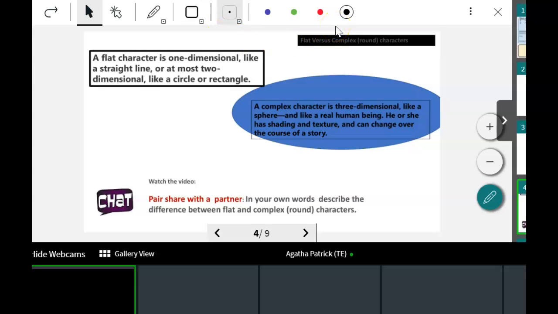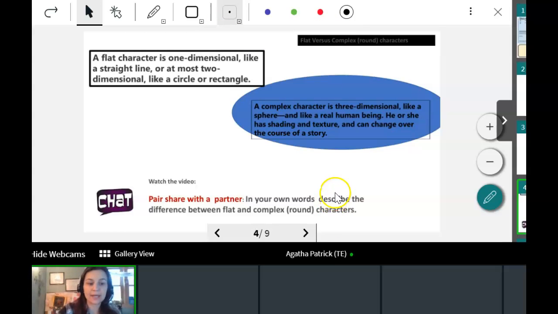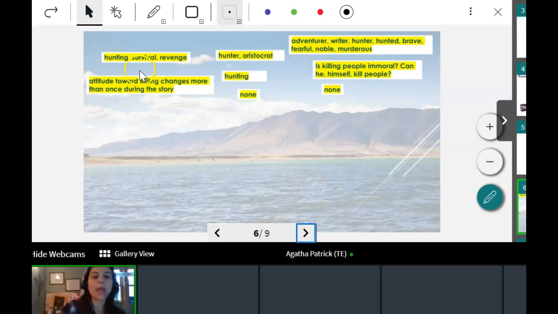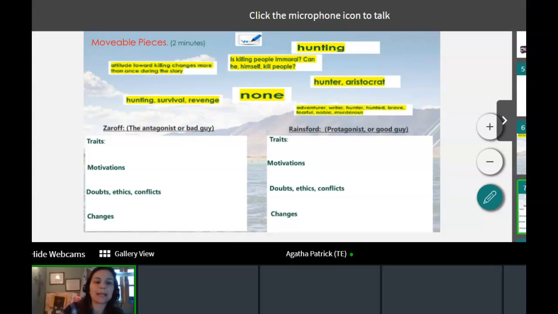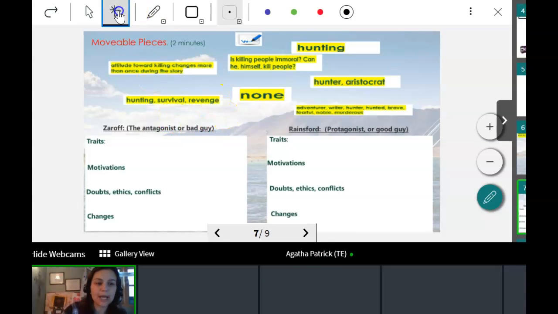Okay, so now that we reviewed what we read in The Most Dangerous Game, let's try to analyze our two characters. We have Zaroff and Rainsford. So we have some traits up on the board and some movable pieces. What I want you to do is figure out what are the traits. Remember, Zaroff is the antagonist or bad guy, and Rainsford is the protagonist, or what you would consider the good guy. What are their traits? What are their motivations? How about doubts, ethics, conflicts, changes? Remember that this is going to lead us to, is this a flat character or is this a round character?